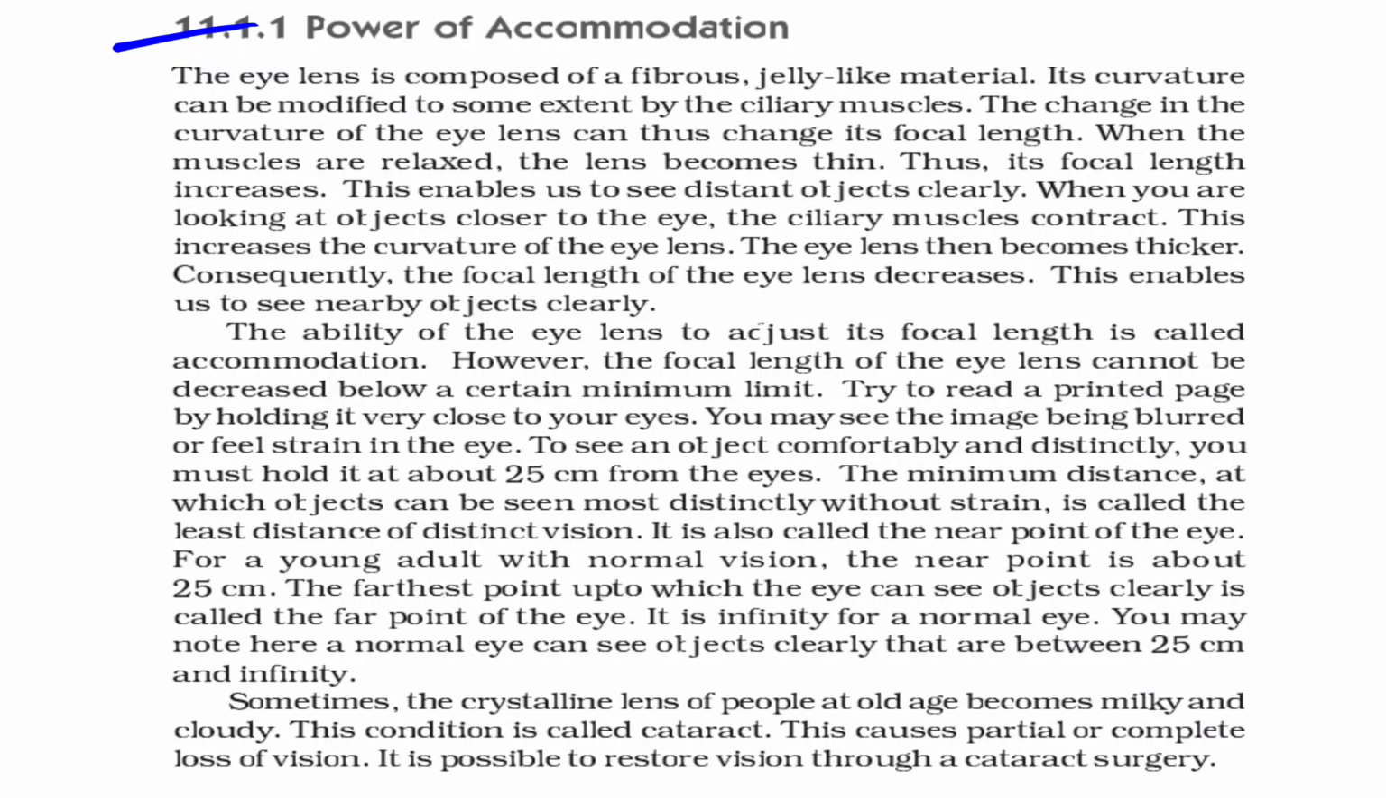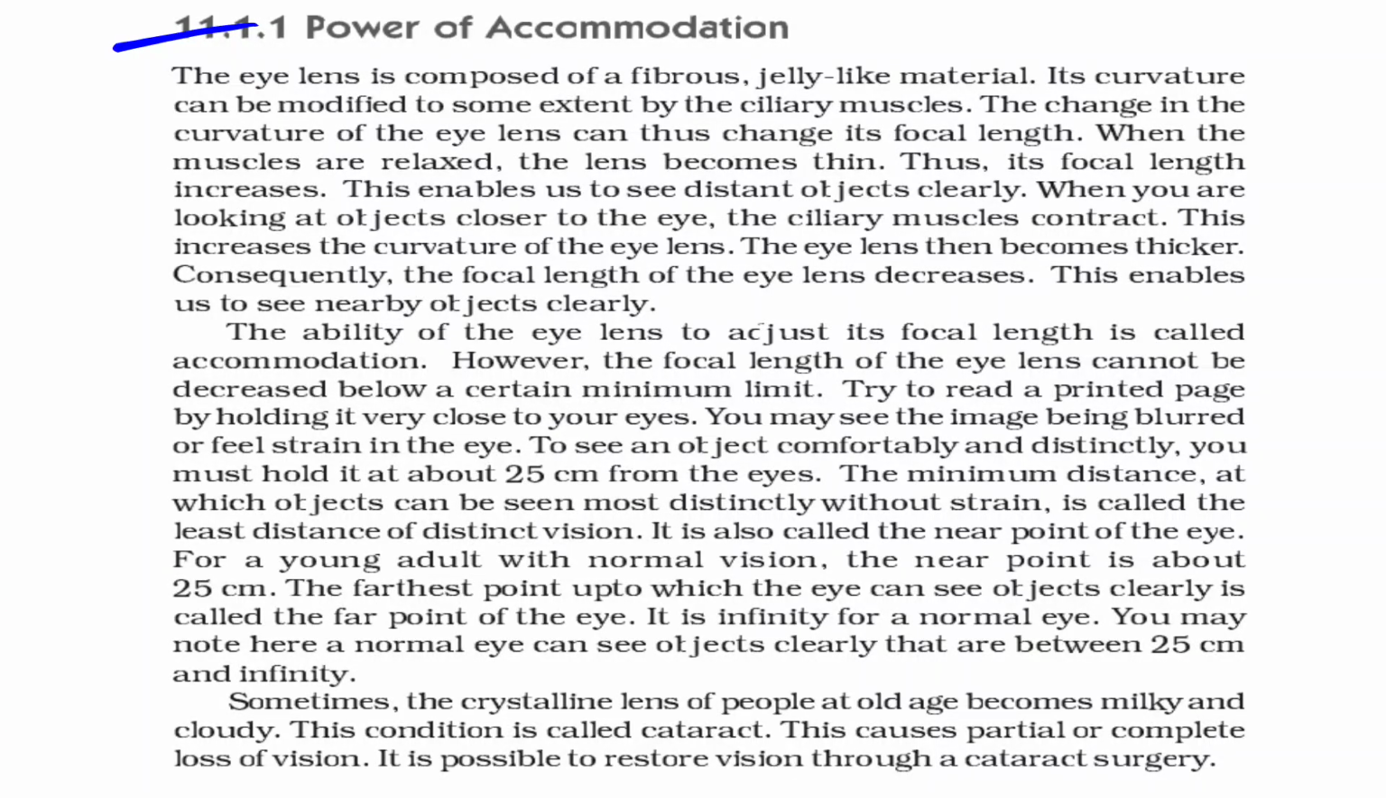Power of accommodation. The eye lens is composed of a fibrous jelly-like material. Its curvature can be modified to some extent by the ciliary muscles. The change in the curvature of the eye lens changes its focal length. When the muscles are relaxed, the lens becomes thin. Thus its focal length increases. This enables us to see distant objects clearly.